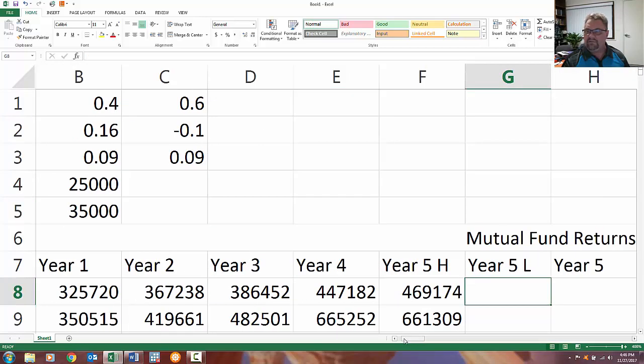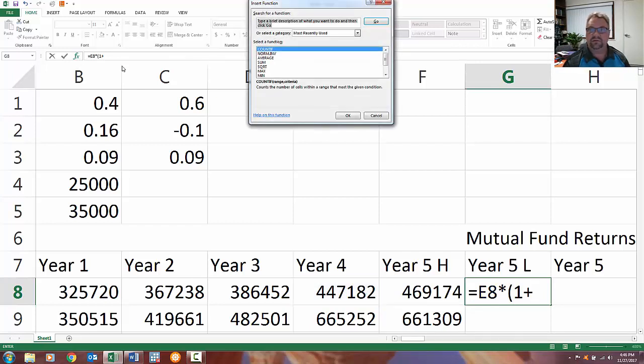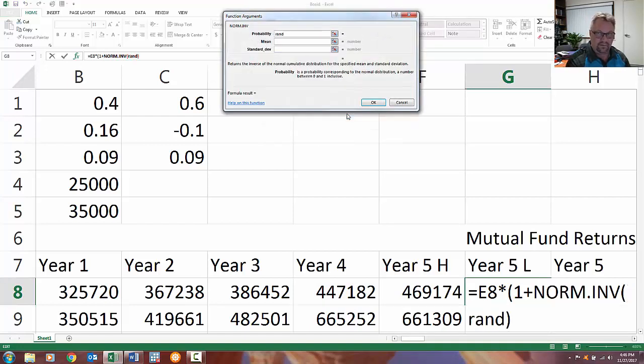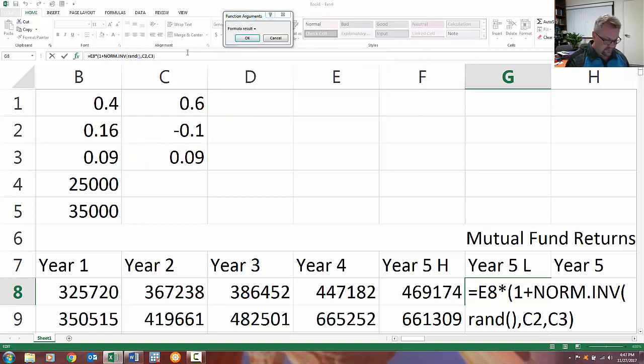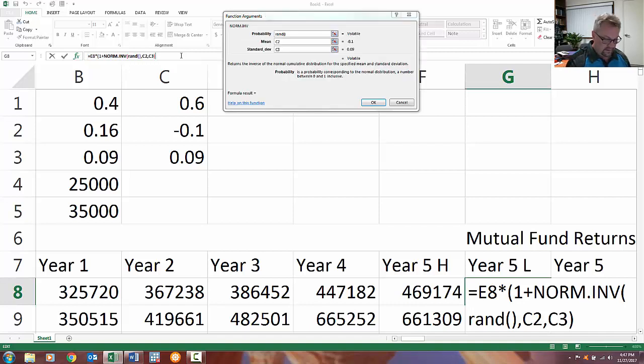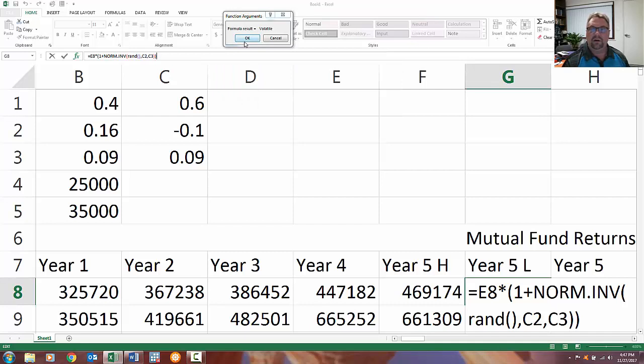So my year 5 low returns are going to be equal to the balance that I have at year 4 times the returns that I would get if I hit a recession. So norm.inverse, RAND, and then of course the mean is the negative 0.1 and the standard deviation is the 0.9. And then I better put in my parentheses or it'll honk at me. Whoa. It's got to go at the end. There we go. Hit OK.